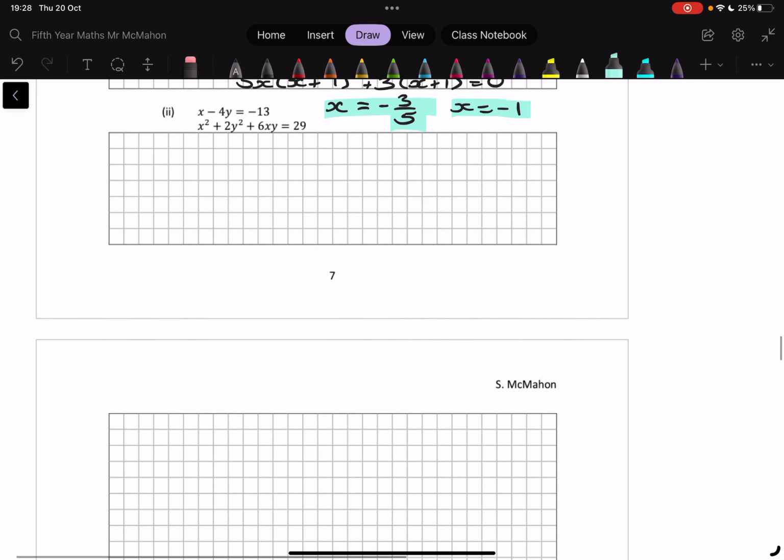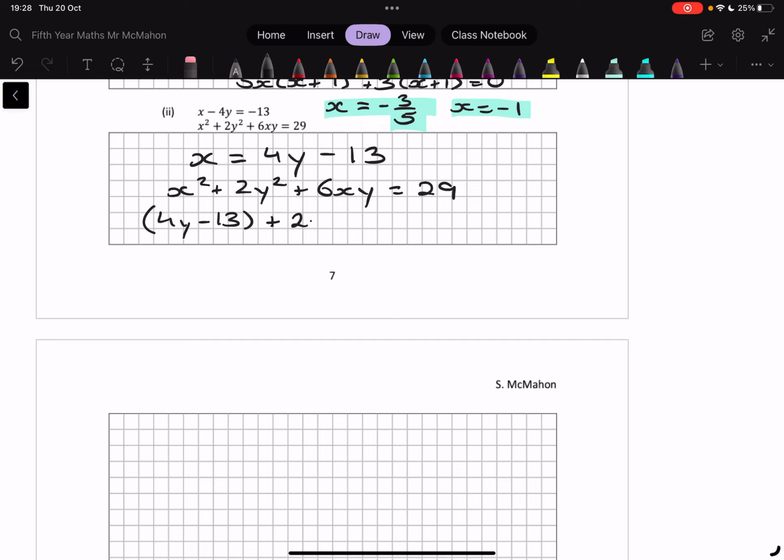For the next question, we do something similar again. Rearrange it. This time we will have x equals 4y minus 13. And we sub that into our other equation, x squared plus 2y squared plus 6xy equals 29. We have to be careful at this point because we have to sub in this equation in two places because we have two values of x within the second equation. So we have to sub it in both places there.